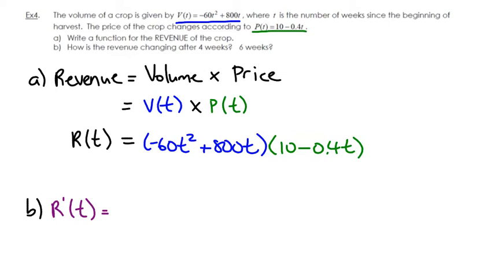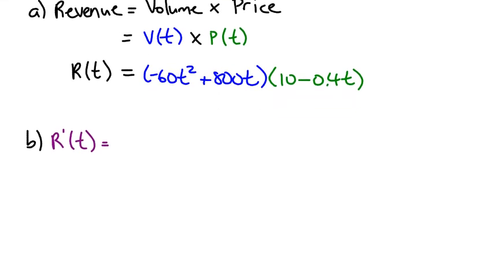In part B, they've asked us how the revenue is changing after 4 weeks. When they say changing, they mean the rate of change, i.e., they want the slope, which is also your revenue prime, the derivative of your revenue equation. What you can then do is sub in 4 once you're finished, and sub in 6 once you're finished. So let's take a look at what our equation would look like first.